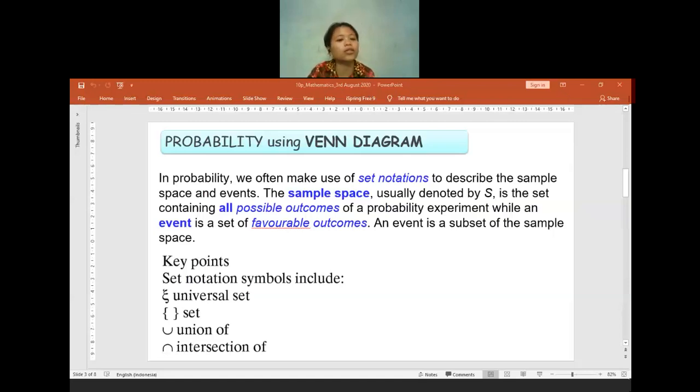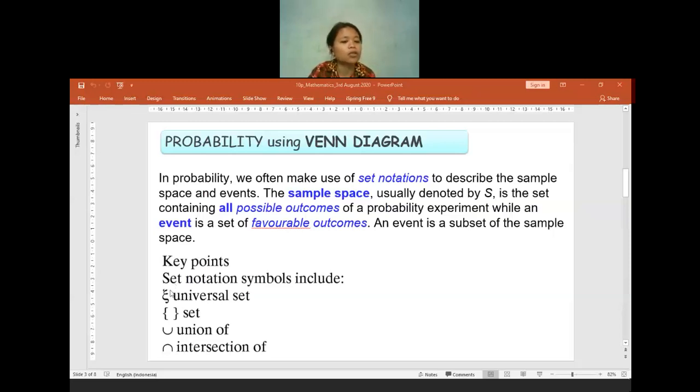Okay, now let us continue. So we are going to find the probability using the Venn diagram. Before we continue using the given Venn diagram to find the probability, here I'm going to tell you about the set notation symbols. Maybe you already forgot.